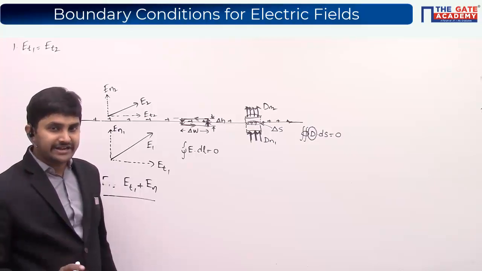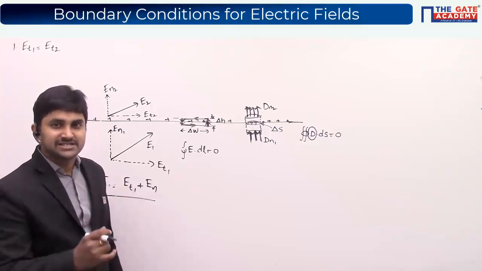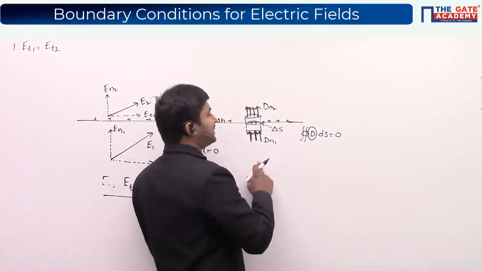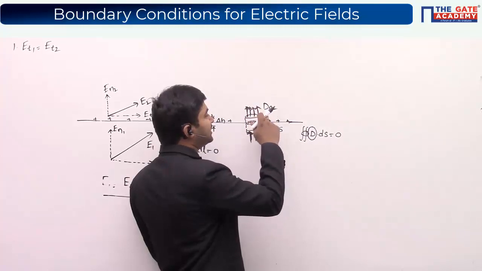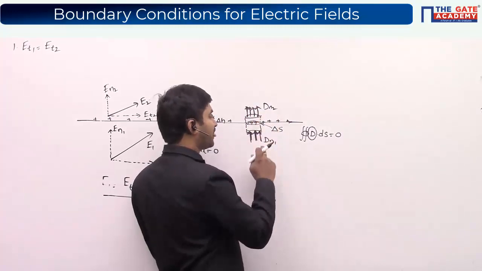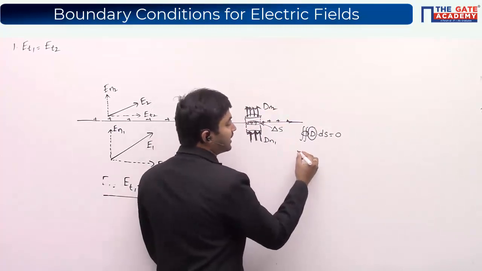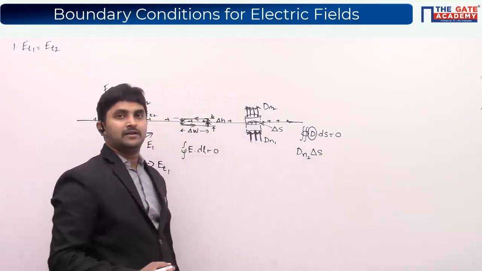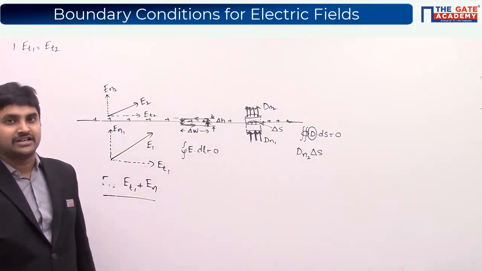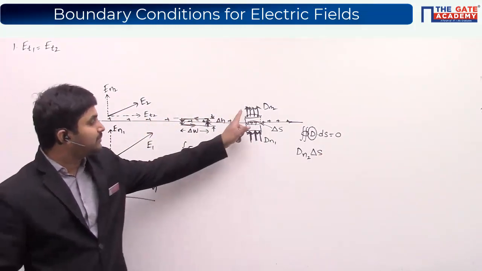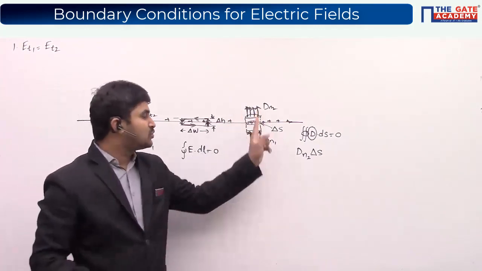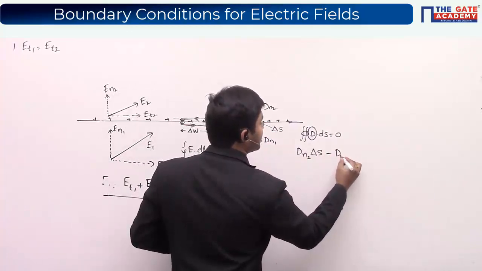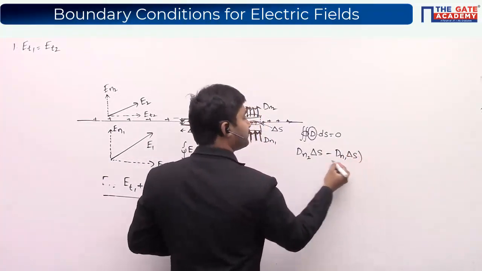According to Gauss law, what can we write? The net number of flux lines which are coming outwards. The net outward is outward minus inward. The flux lines which are coming out, I can consider as dN2 multiplied by del S. This is the outward minus inward; the inward is dN1 multiplied by del S.